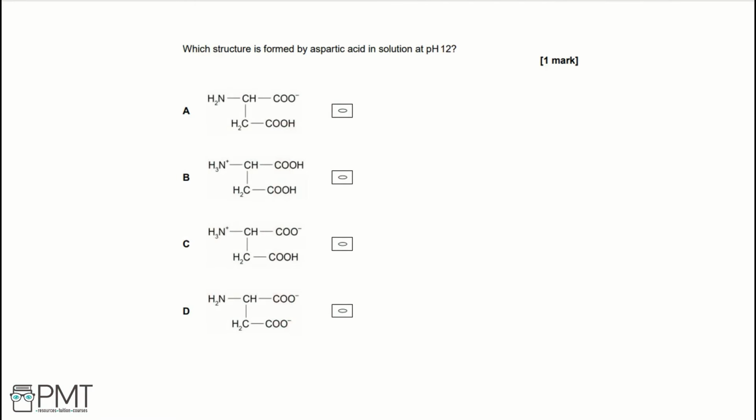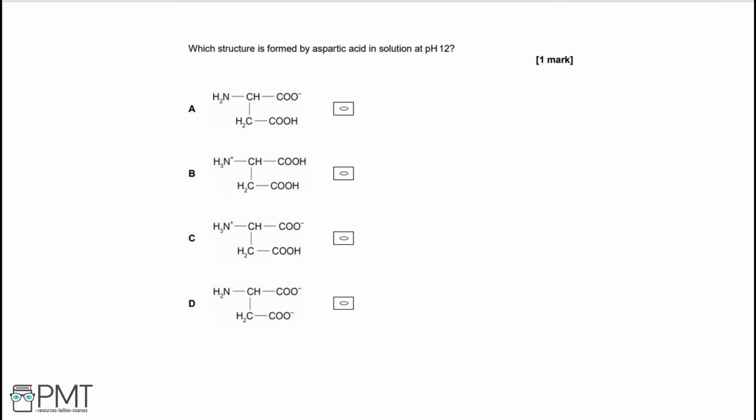Which structure is formed by aspartic acid in solution at pH 12? And we're given 4 different structures. Let's start by drawing the structure of aspartic acid in a neutral solution. So that's going to be H2N connected to CH, COOH, and then CH2 and another carboxylic acid group of COOH.